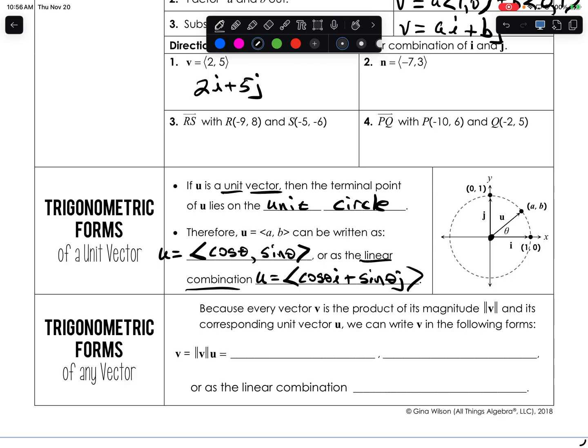So then, if we think about this, every vector is a product of its magnitude and its corresponding unit vector. So we can write it in 2 different ways, except I'm only going to write it in the one way. We're going to have the magnitude inside of here. I'm just going to write it. We'll do problems. It'll make more sense once we do it.